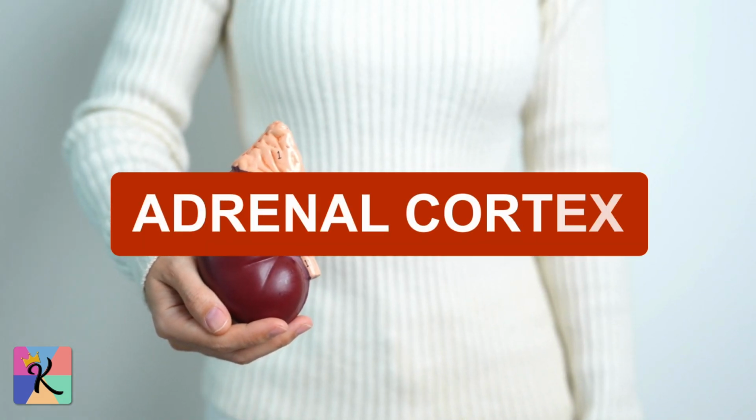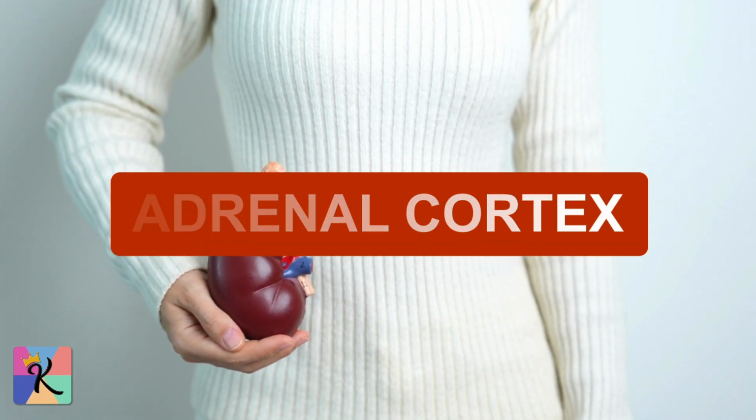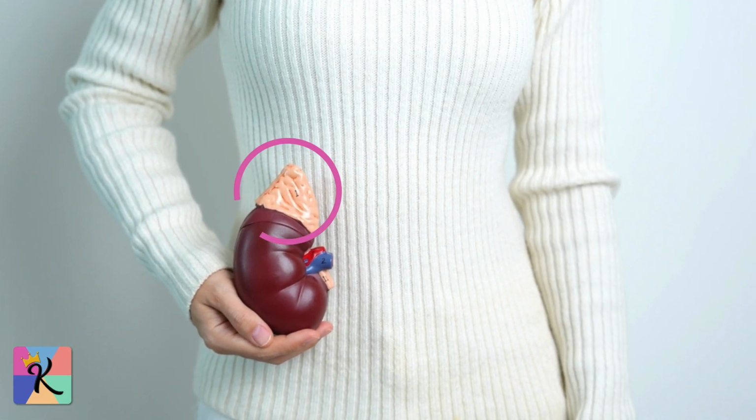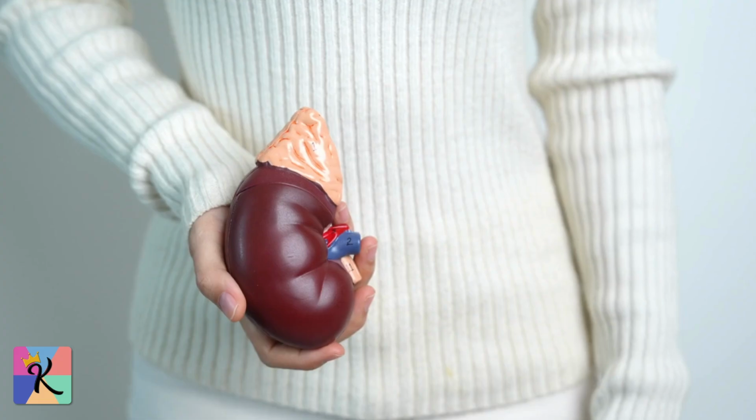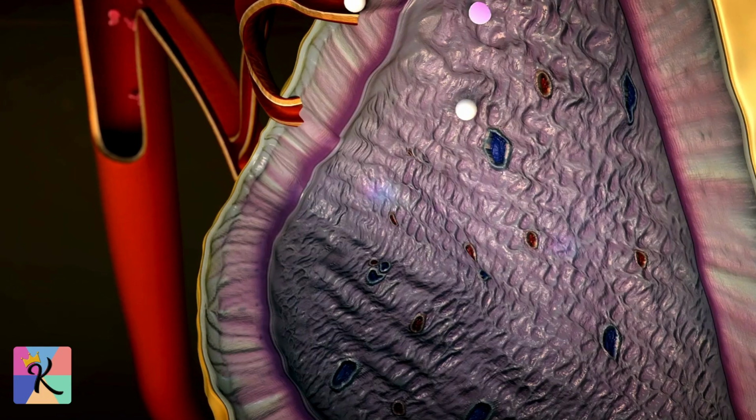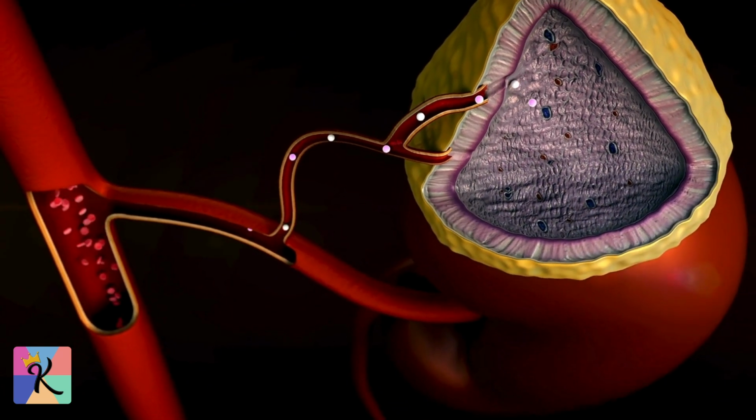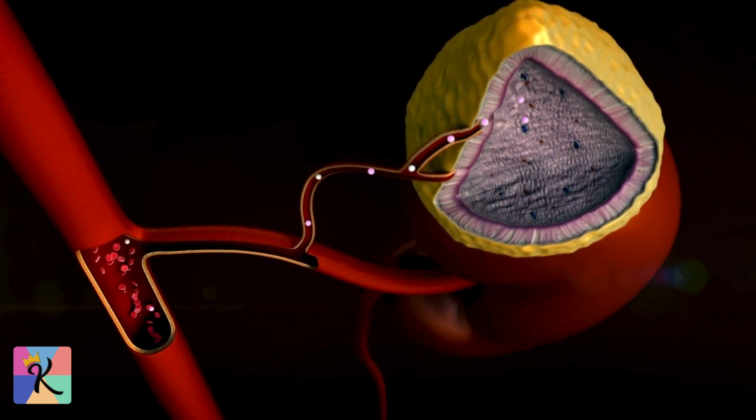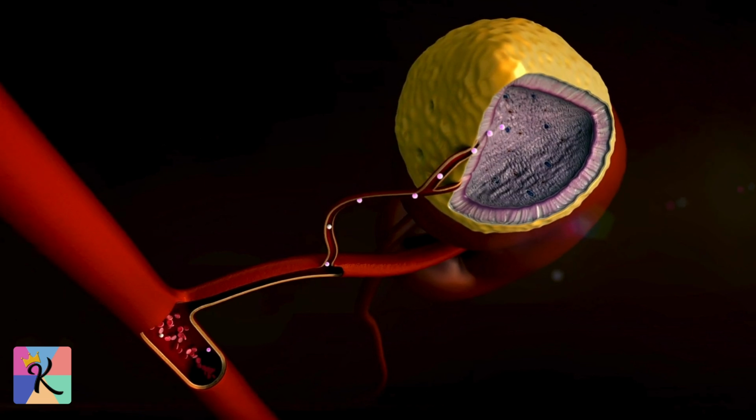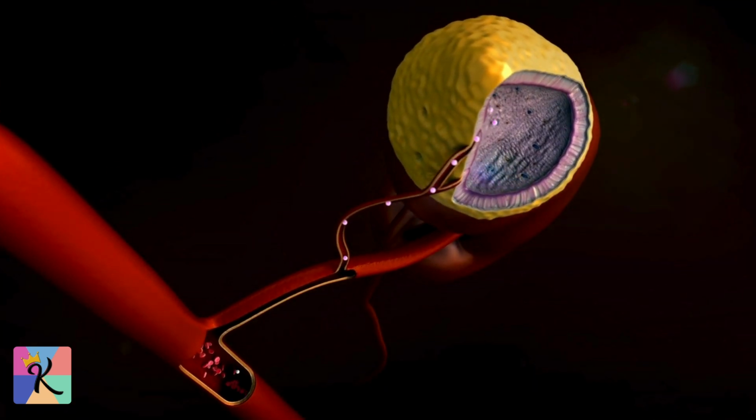Alright, so today we're diving into the adrenal cortex, the outer layer of the adrenal glands, which sit like hats on top of your kidneys. The adrenal cortex is divided into 3 layers, each with specific functions and hormones that help regulate blood pressure, metabolism, and even sexual development. Let's break it all down.